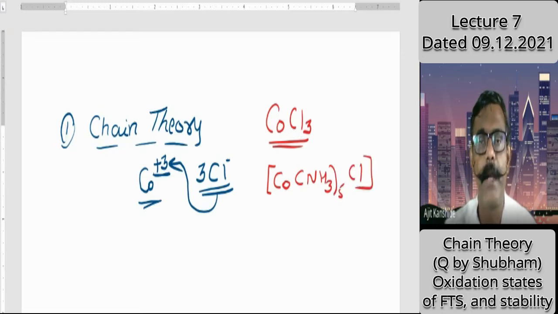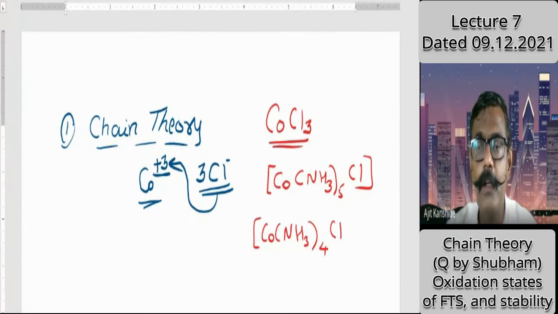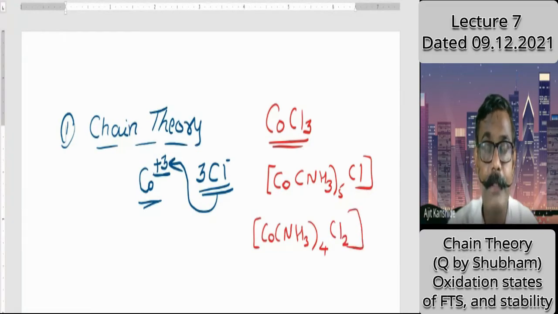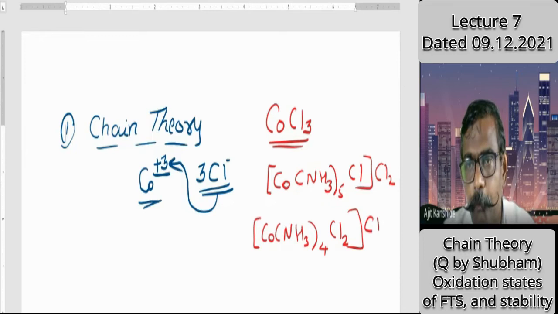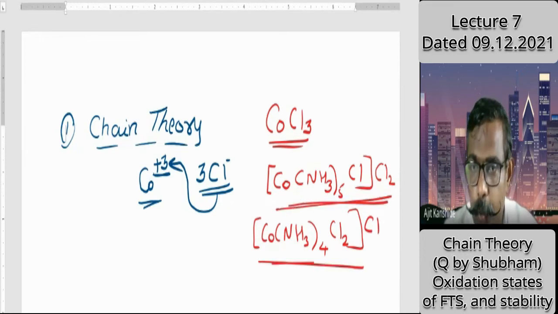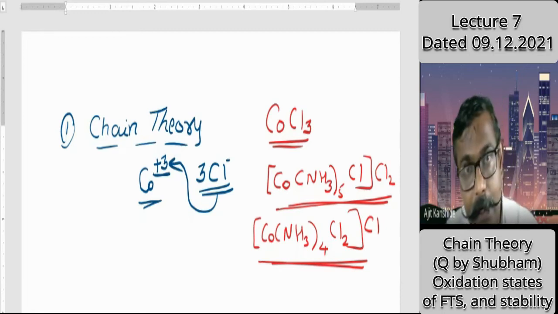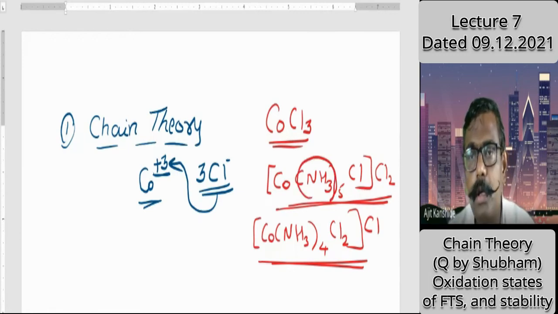Suppose CoNH3 5Cl, such complex is there. Or if CoNH3 4Cl2, such complex remains, then how to describe that? Actually here Cl followed by outside there will be Cl2. Here only one Cl. Such compounds were there. So they were knowing Cl minus. They were understanding role of Cl minus, role of negative ion. But what's the role of this neutral ammonia?